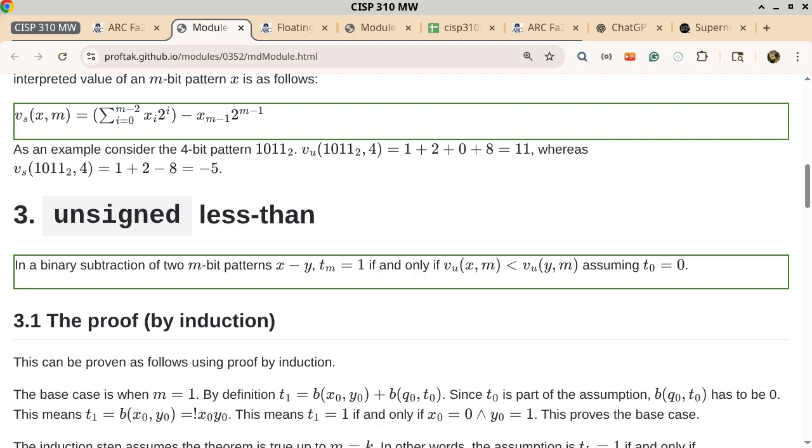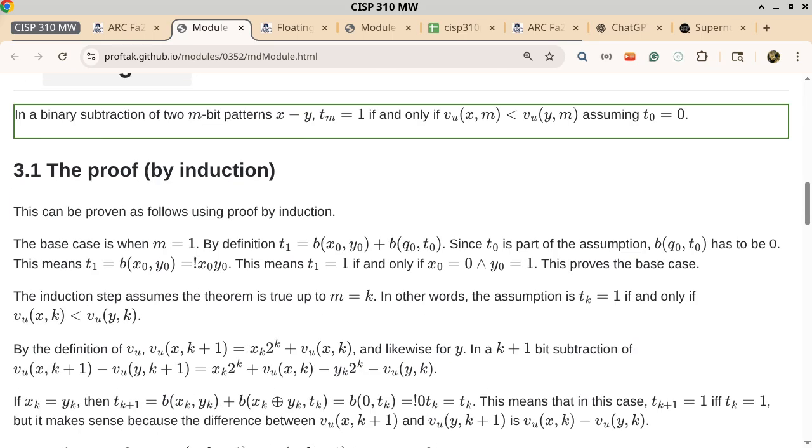All right. So that seems to kind of make sense, right? Because what is Tm in this case? It's a borrow bit. When do you need to borrow? When x is less than y. But only in the unsigned interpretation. The signed interpretation is a little bit interesting. So we'll go back and look at some more examples, but those all pertain to the signed interpretation.